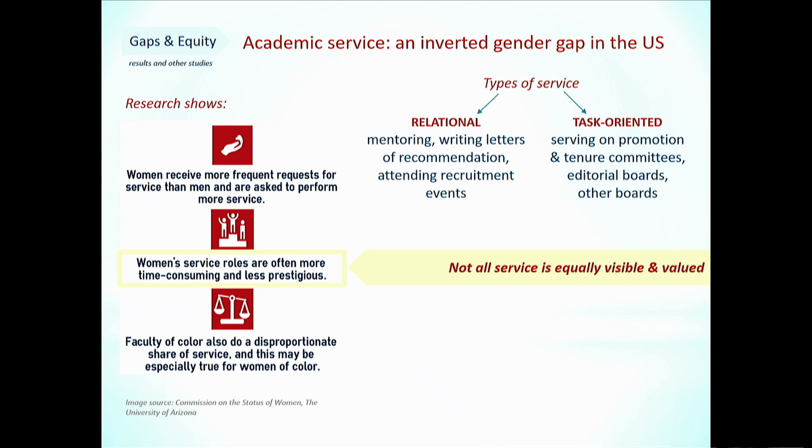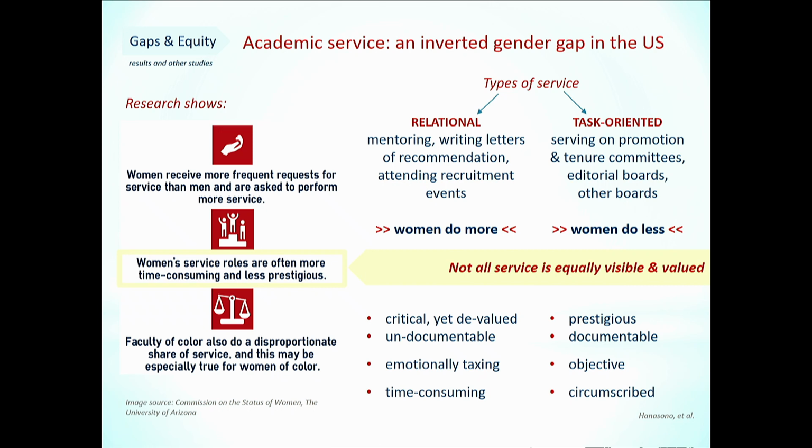Task-oriented service entails things such as serving on promotion and tenure committees, serving on editorial boards, and other boards. So women do more relational service, and women do less task-oriented service, generally speaking. That's what the research says. And the interesting thing, so again, this goes back to why universities are gendered institutions. Part of relational service is genderized as feminine, okay? And task-oriented service is genderized as masculine.